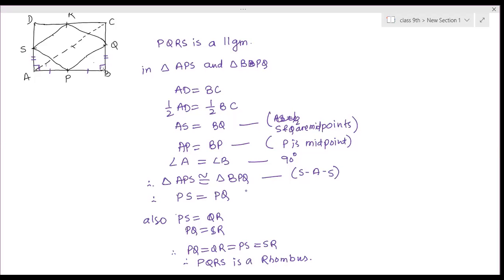Done, ma'am. Prove PQRS is a parallelogram. Yes, ma'am.